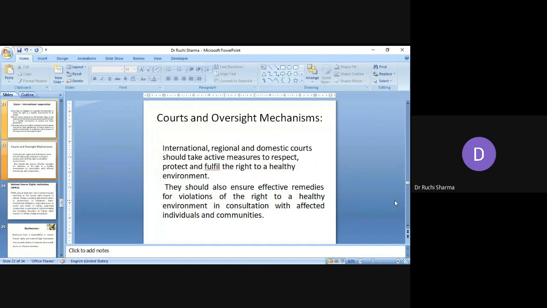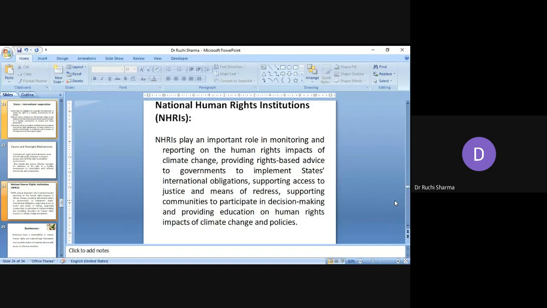When we are talking about courts and oversight mechanisms, international, regional, and domestic courts should take active measures to respect, protect, and fulfill the right to a healthy environment. So they do have a major role in protecting human rights.